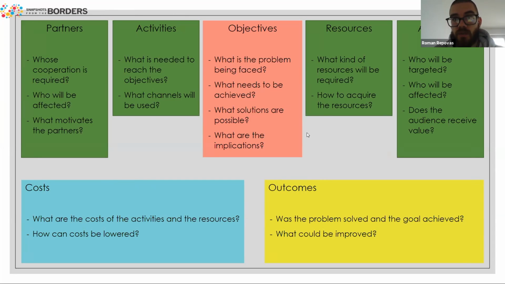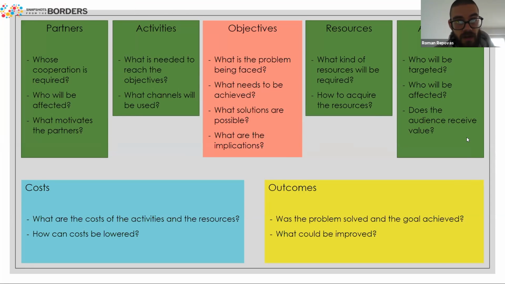Of course, everything begins with the objectives. That is, what is the problem that we're facing? What are we trying to achieve? And what kind of solutions and implications does this bring? The resources: what is required to bring this to life and how these resources can be acquired. And then, of course, the audience. Who is targeted? Again, who is affected? And how is this activity valuable to our audience?